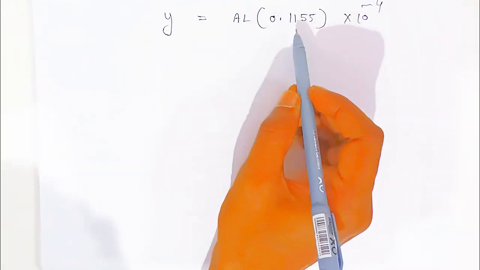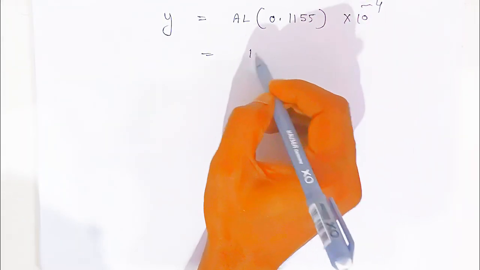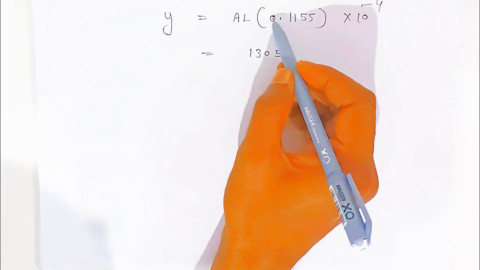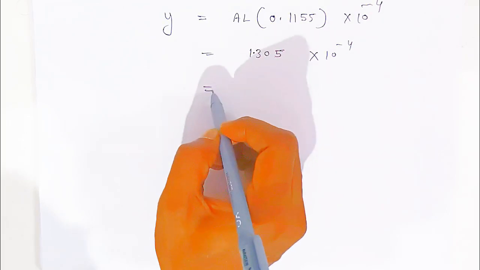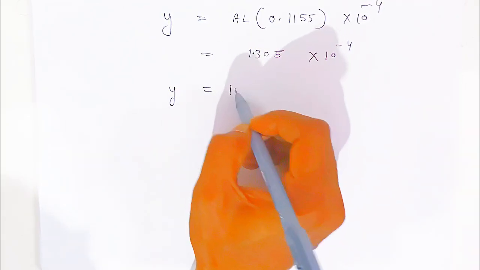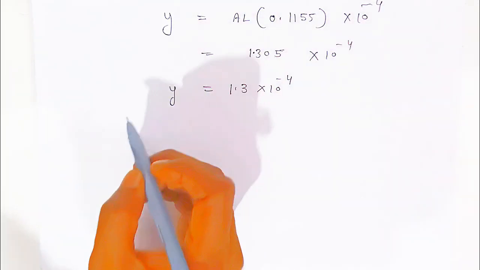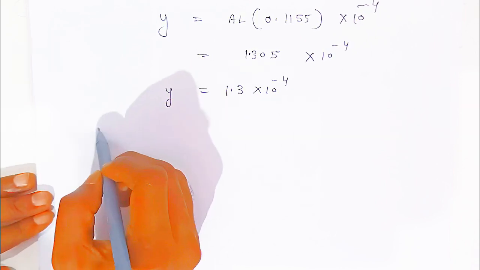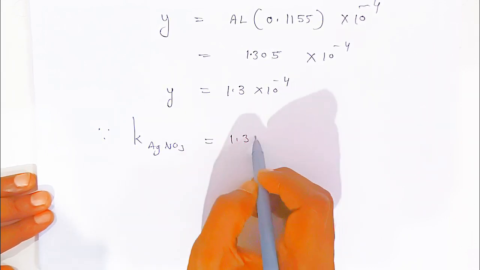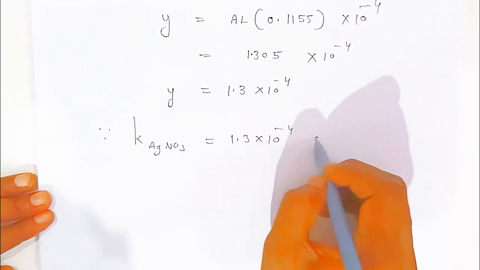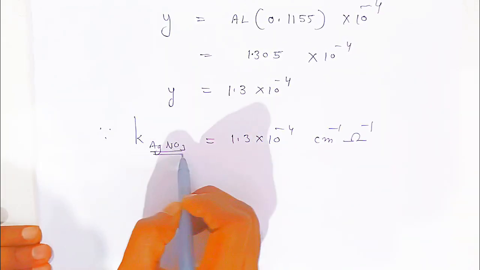Okay students, when you see the anti-log table, at characteristic 11 and column 55, it will come 1305. When the characteristic will be 0, the decimal will be here, 1 minus 1 will be 0. Now 10 raised to minus 4 will be as it is. Therefore you can take this as 1.3 into 10 raised to minus 4, and this y value you have to put in the equation, so you can find the conductivity of silver nitrate, which is nothing but 1.3 into 10 raised to minus 4 centimeter per ohm.